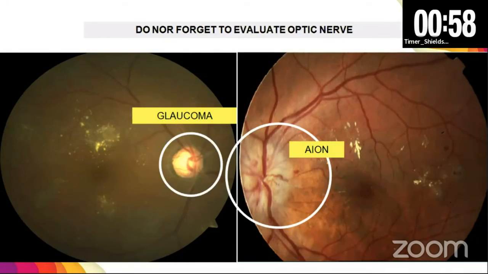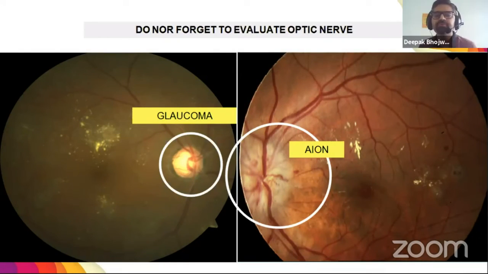Lastly, to end it, we should not forget that diabetes is a risk factor for glaucoma as well as other diseases like AION. So whenever you are seeing a retina per se or a cataract per se, we should always be aware of all the comorbidities associated with diabetic patients.